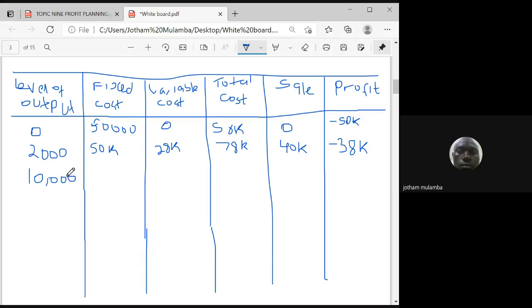At 10,000, how much will be our fixed cost? You have chosen 15, but Ben had already given us 10. So let's go with the 10. Fixed cost will be 50,000 still. How much will be our variable cost? It's 10,000 times 14. $140,000, yes. How much will be our total cost? The total cost, thank you, 190,000.